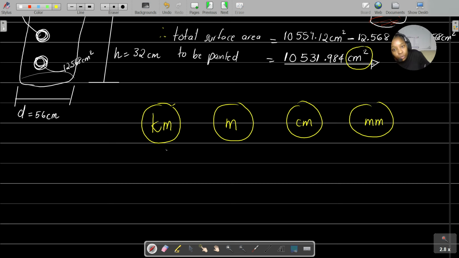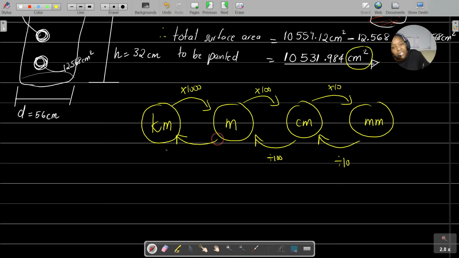So what do we need to do? Multiply by 1,000, multiply by 100, multiply by 10. This is what we already know, right, when we want to convert between the different units of length. This is easy. We can do this in our sleep. But what we need to remember is that we're not converting units of length in this situation. We are converting units of area. So we're not converting centimeters, but centimeters squared, right?